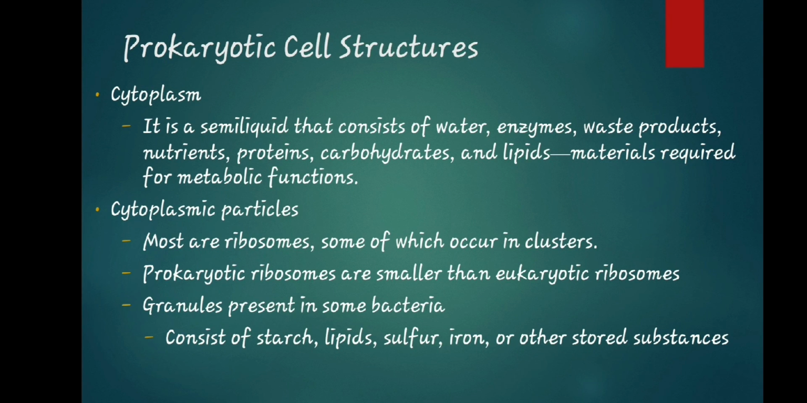Next to plasmid is cytoplasm. Cytoplasm is a semi-liquid that consists of water, enzymes, dissolved oxygen, waste products, essential nutrients, proteins, carbohydrates, and lipids. So cytoplasm has types. First is the cytoplasmic particle. Cytoplasmic particles occur in clusters and are mostly found in ribosomes.